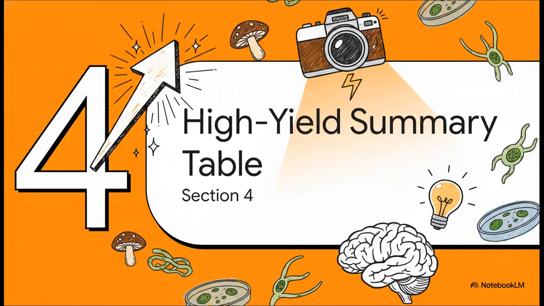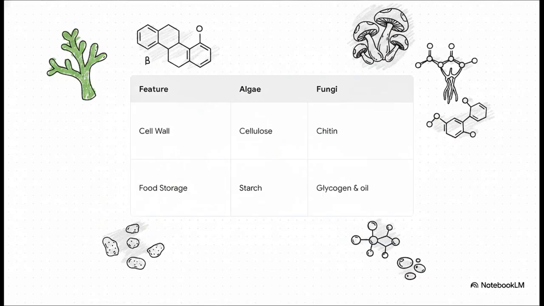And finally, Section 4, High-Yield Summary Table. Okay, listen, if you only remember one thing for tomorrow, it's this summary table right here. I am mentally screenshotting this right now. Algae use cellulose. Fungi use chitin. Algae store starch. Fungi store glycogen and oil. Locking this chemical difference in is absolutely going to save us on the multiple choice section.